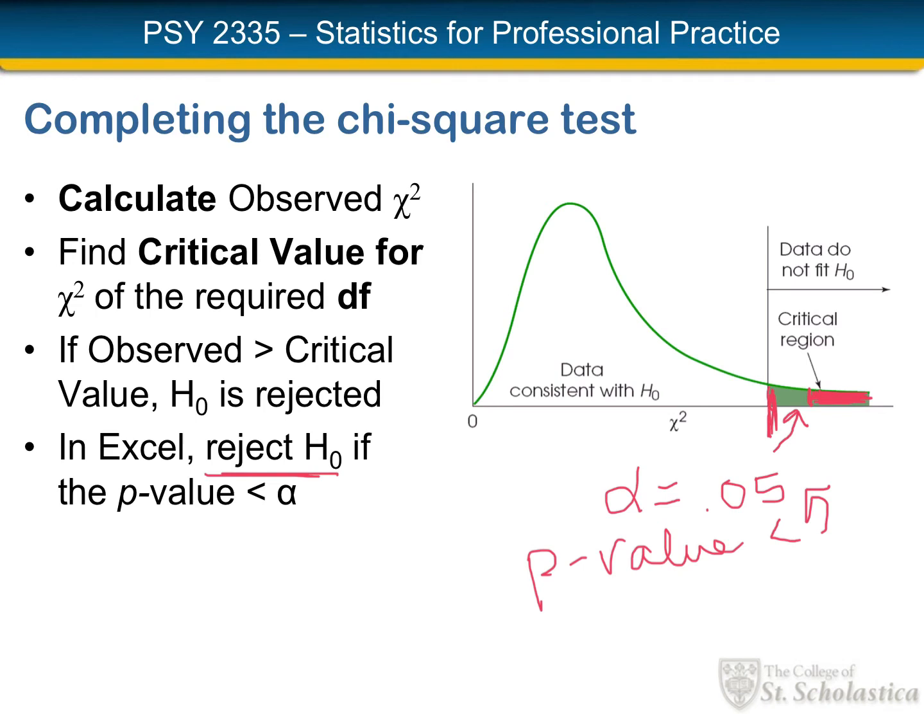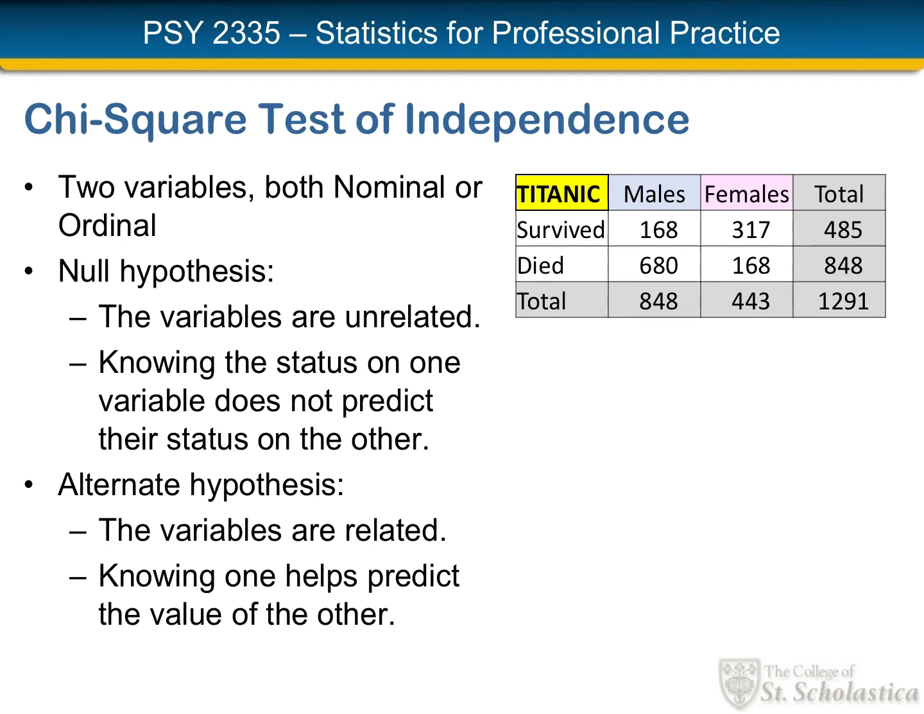So we've seen the basics of our chi-square test for the goodness of fit situation. We're going to go on and look a little bit at how the test of independence is slightly different, and then in the second video I'm going to switch to Excel and show you how the actual computations are carried out. Our second chi-square test is called a test of independence.